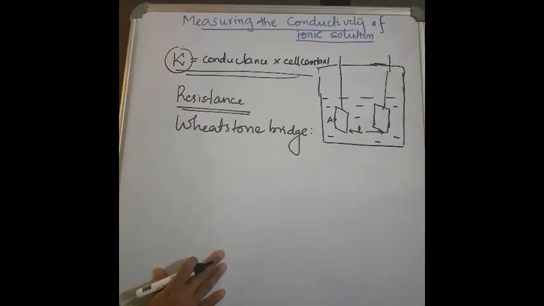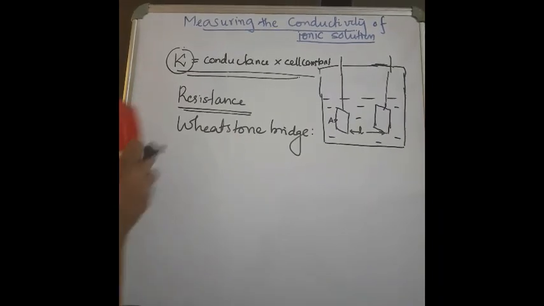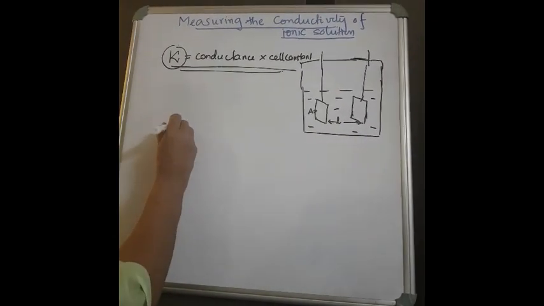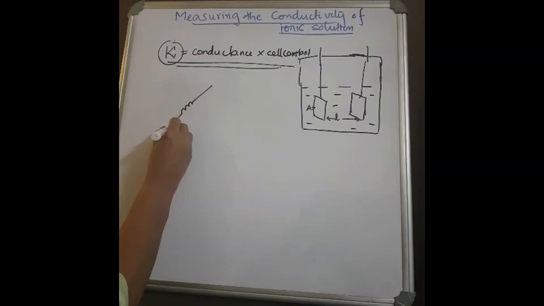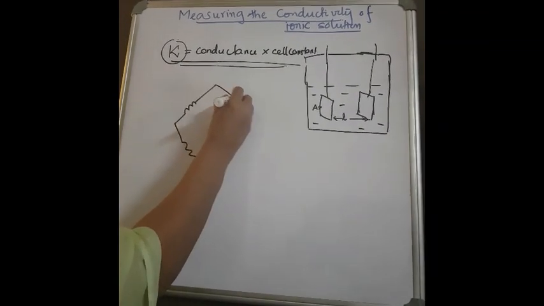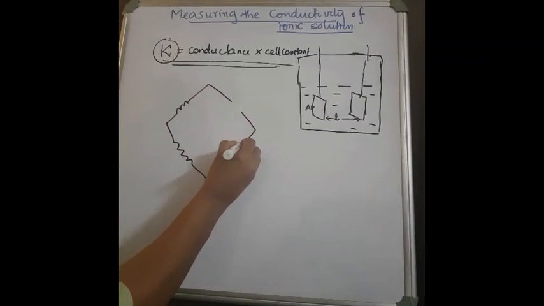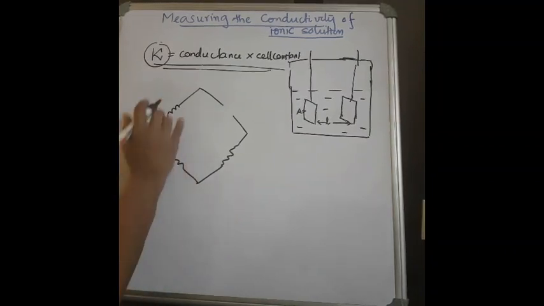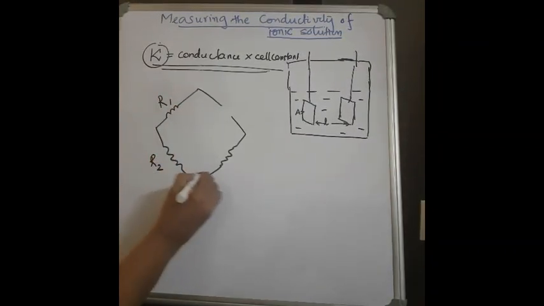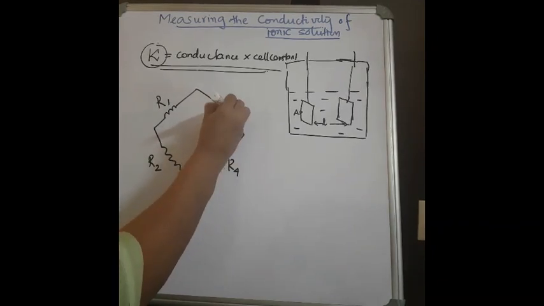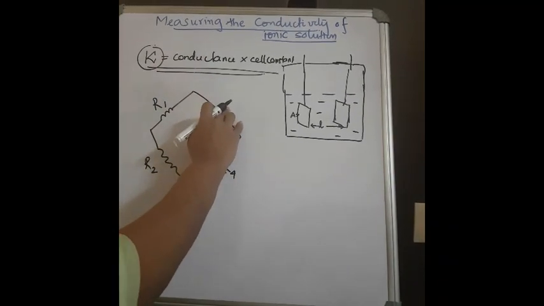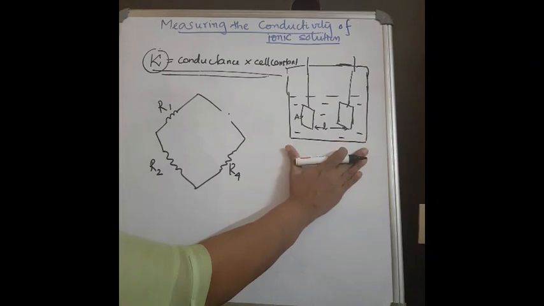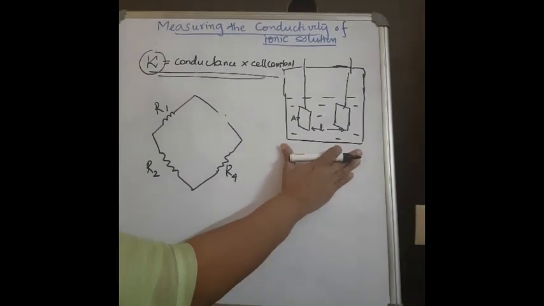Now, for that, in a Wheatstone's bridge, what will you do? You are connecting 4 resistances in a Wheatstone's bridge. One is like this, another one is like this, then the third one is like this, and the fourth one is this. So there are 4 resistances in a Wheatstone's bridge. Now if I name them R1, R2, this is R4, and this R3, what you are going to do is connect R3 directly into a conductivity cell. This is a specially designed conductivity cell.